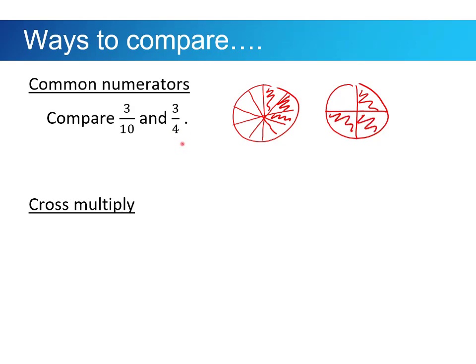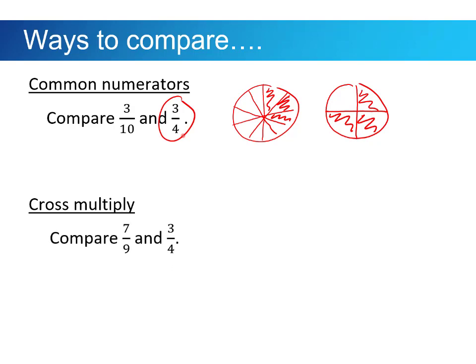And it stands to reason, the fourths give me bigger pieces because there's fewer of them. And so if I shade 3 of them, I'm shading in 3 bigger pieces. Whereas the tenths, there are more tenths, so each tenth is smaller. So if I shade in 3 of them, I'm shading in 3 small pieces. So that kind of reasoning can lead us to understand that if two fractions have the same numerator, then the one with the smaller denominator actually makes a bigger fraction.